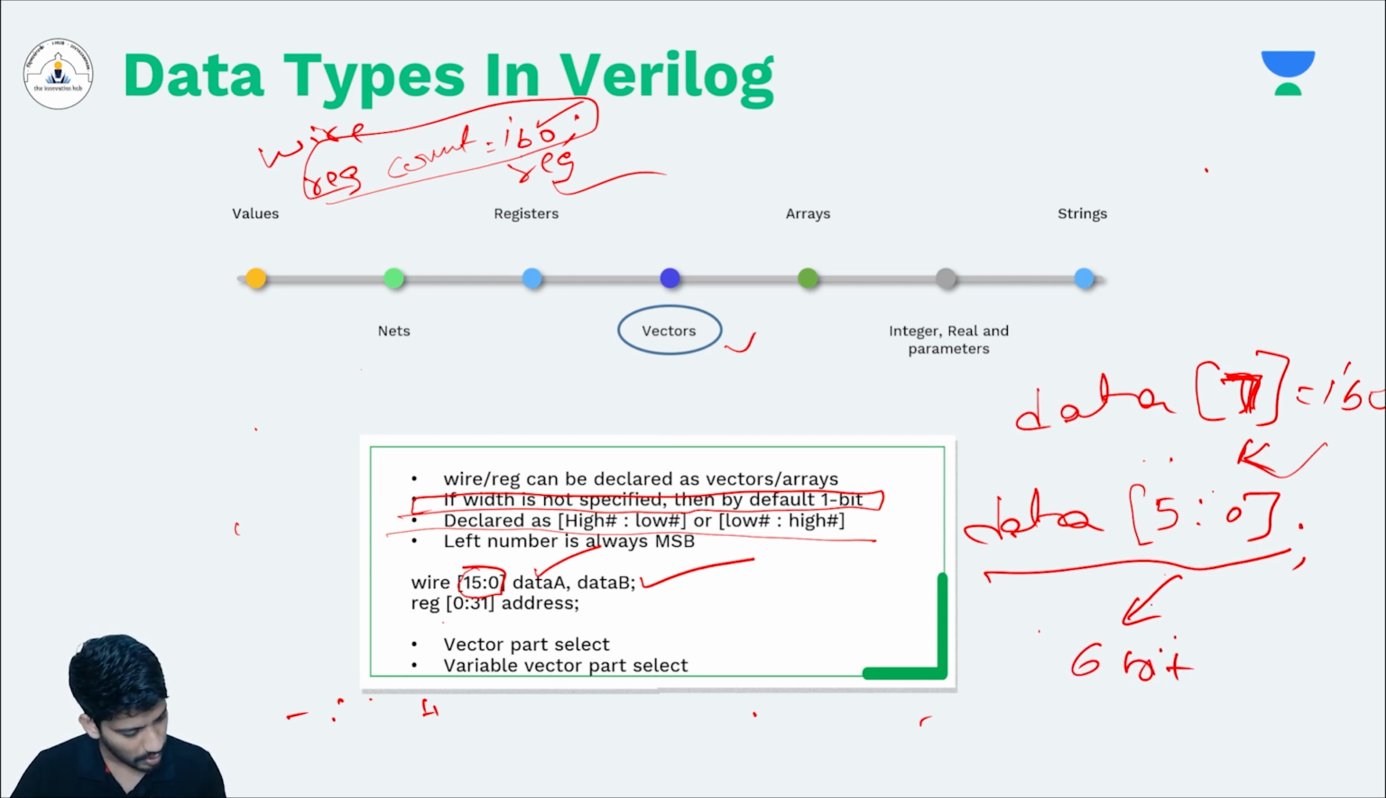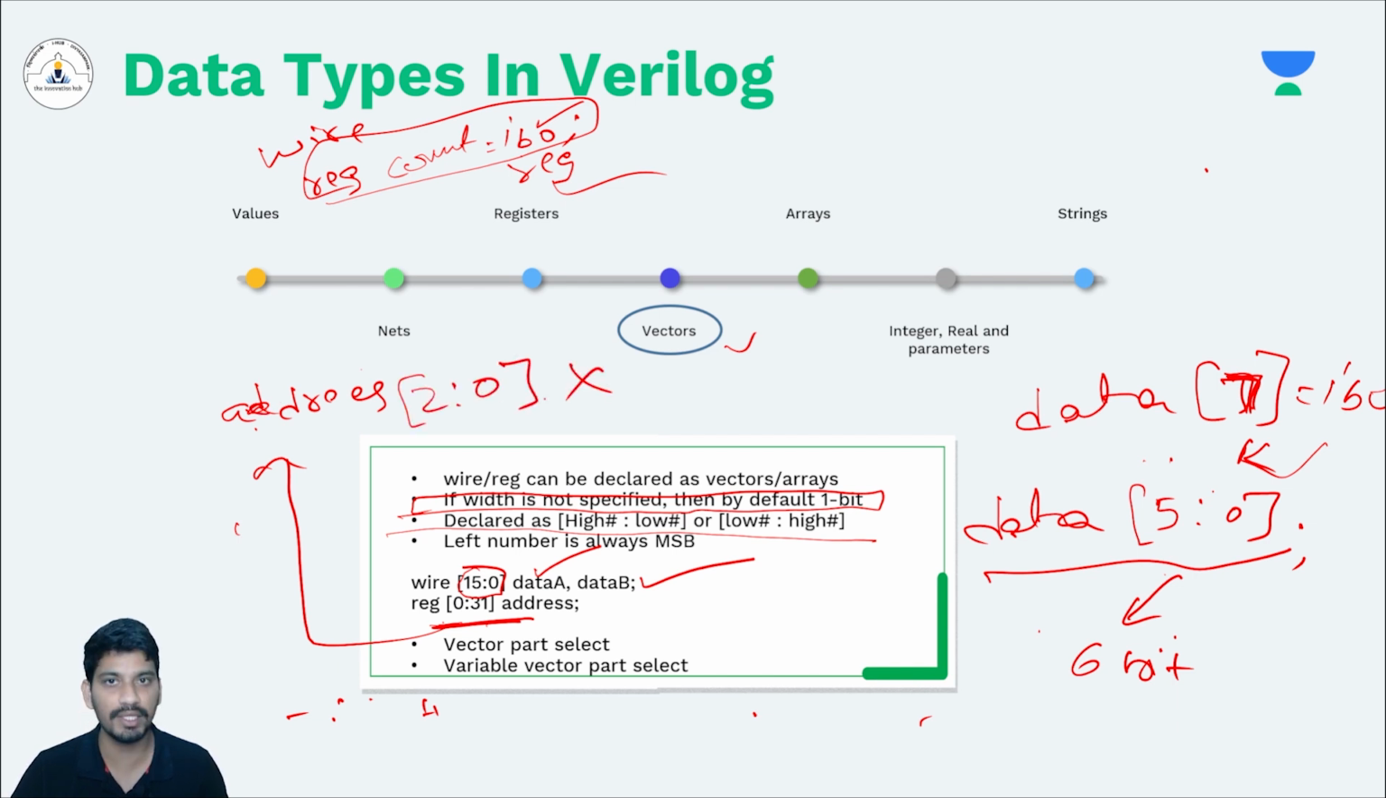Okay. But you cannot call in reverse order. Here you have defined from low number to high number, and you want to call it like this: address of 2 down to 0. You cannot do that. This is an illegal call because here you have defined from low to high and here you are calling from high to low. So always remember, the way you define, you need to call the same way. Okay. That is vector part select.